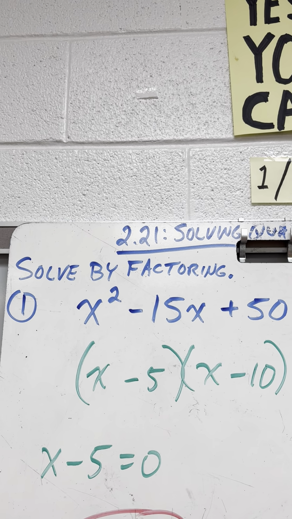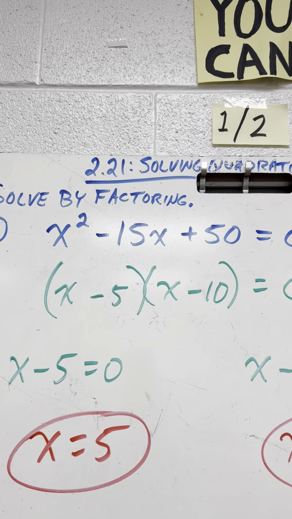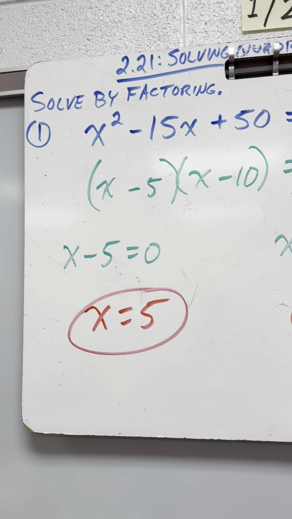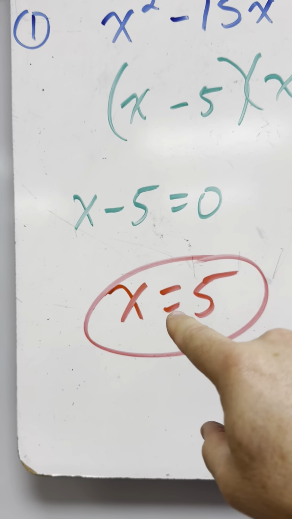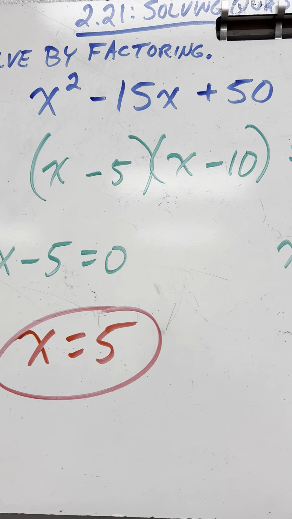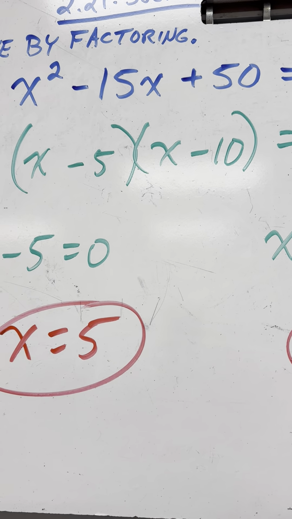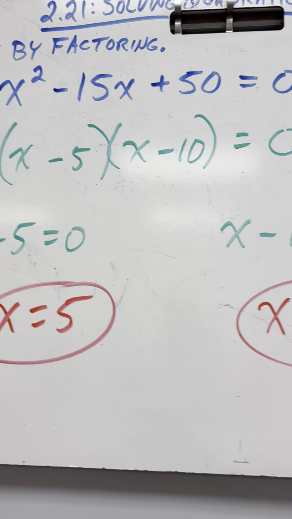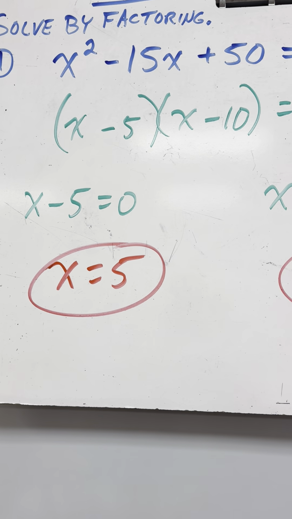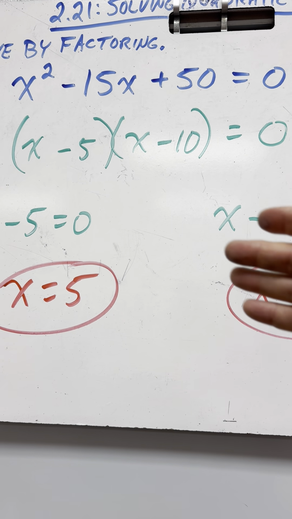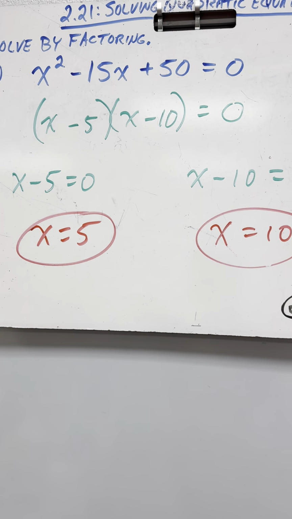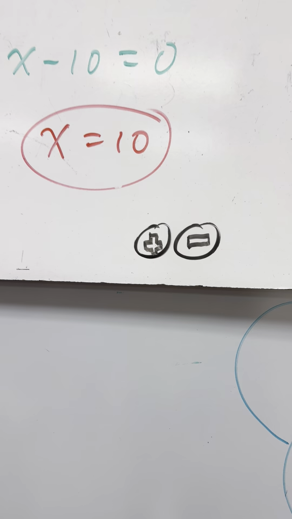Add 5 to both sides, you get x equals 5. Add 10 to both sides, you get x equals 10. And this hopefully makes sense because if x equals 5, if I put 5 in for x, 5 minus 5 is 0. 5 minus 10 is negative 5, but 0 times anything is 0. 10, if I put 10 minus 5, that's 5, but 10 minus 10 is 0, and anything times 0 equals 0.